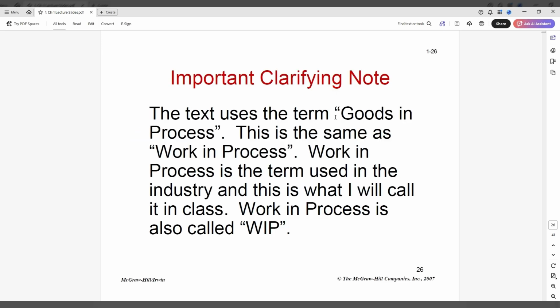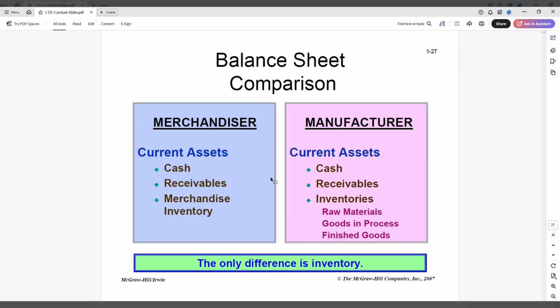And then again, the text uses the terms goods in process, same as work in process. Yeah, and so we'll use the word WIP mostly, work in process. It flows off the tongue better. It's more used in the real world, so that's what we're going to try to use more often.